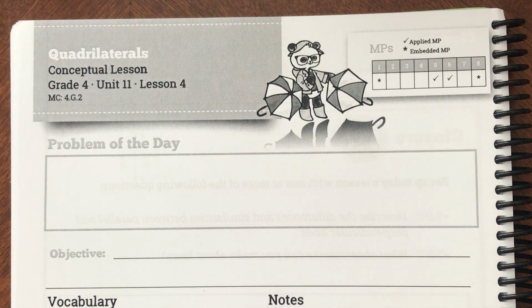Good morning, fourth graders. Today we are on page 243 of your student journal. Even though we are still in our geometry section, we're moving on to something a little bit new. So we're on Unit 11, Lesson 4.